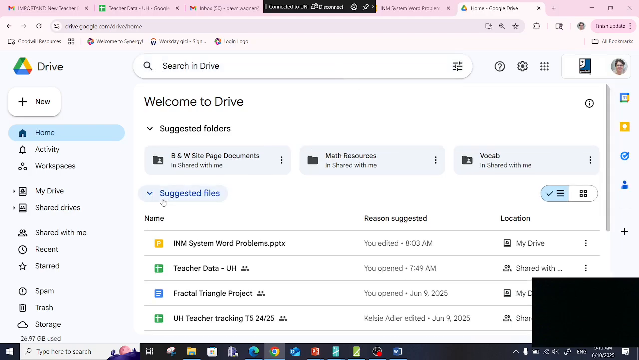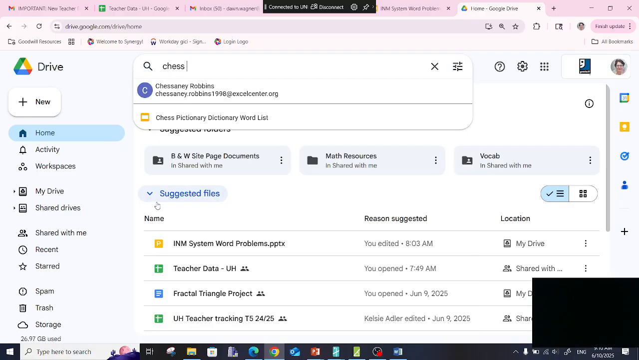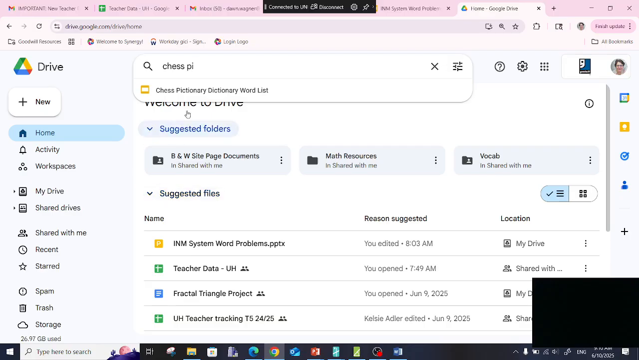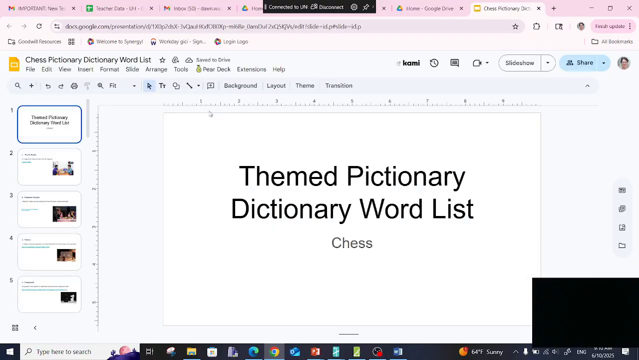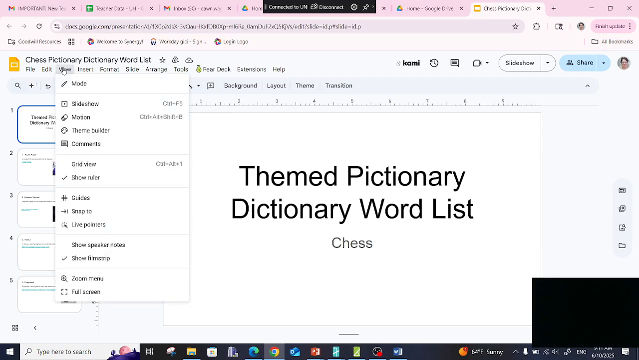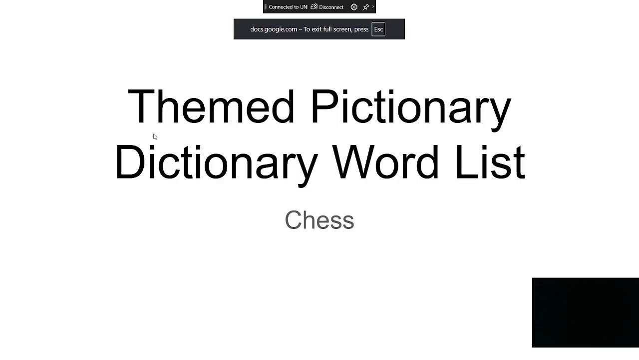So this one is a student of mine that I had long ago who loved chess. He was one of those students that would try to sneak into the computer lab and would actually try to skip classes just to play chess. I mean, he was that in love with chess. And so when I'm asking you to do a Pictionary Dictionary, you have to come up with a theme. So, of course, his was chess.